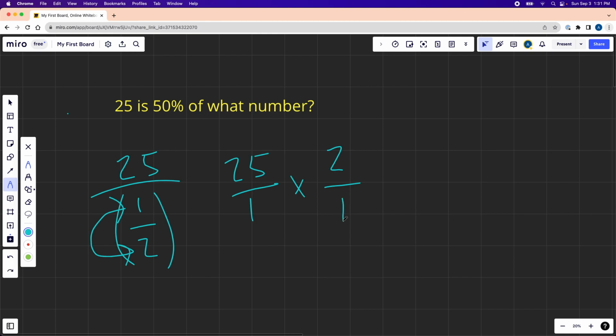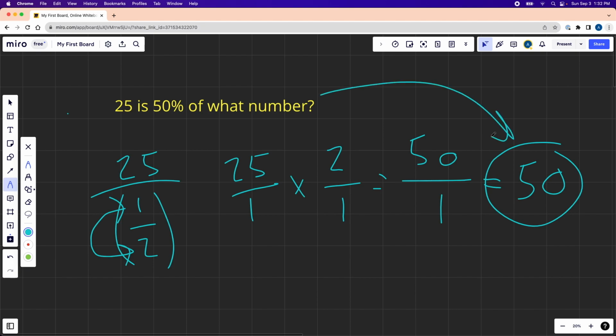Sorry, I wrote 2 there. I meant 2 over 1. My apologies. Now it's just a multiplying fractions problem. We multiply the numerators and then multiply the denominators. So 25 times 2 is 50, and 1 times 1 is 1, and any number over 1 is just that number itself. So our answer here is 50. So 25 is 50% of 50.